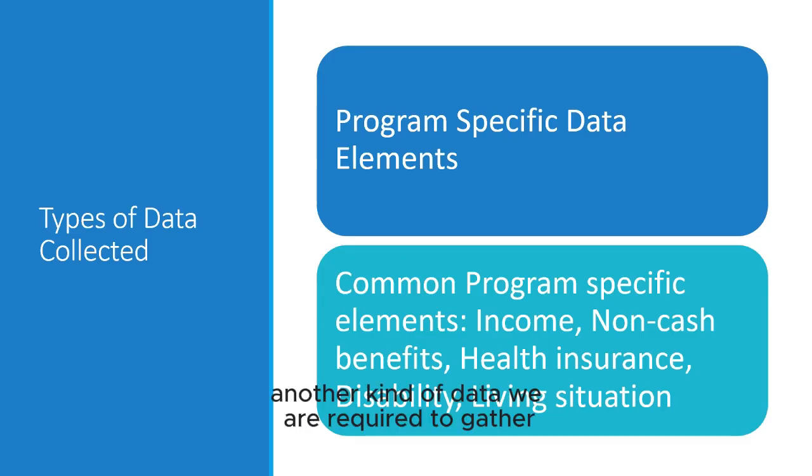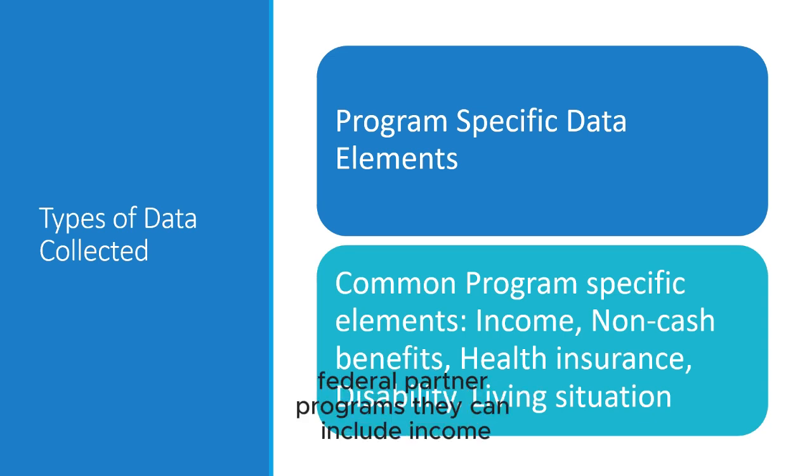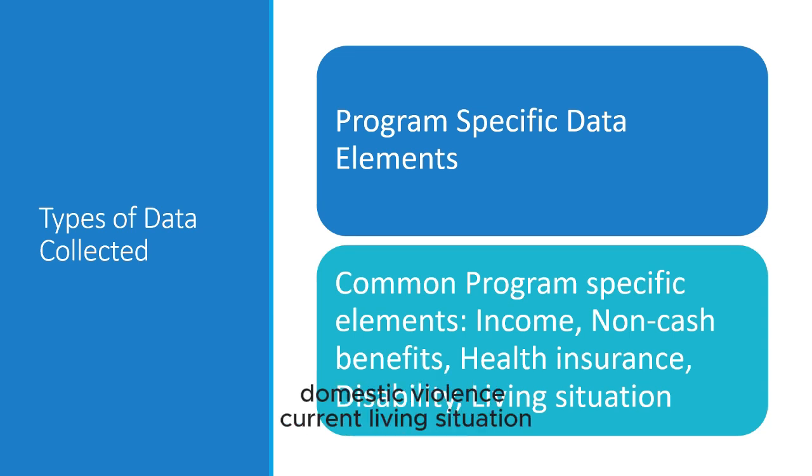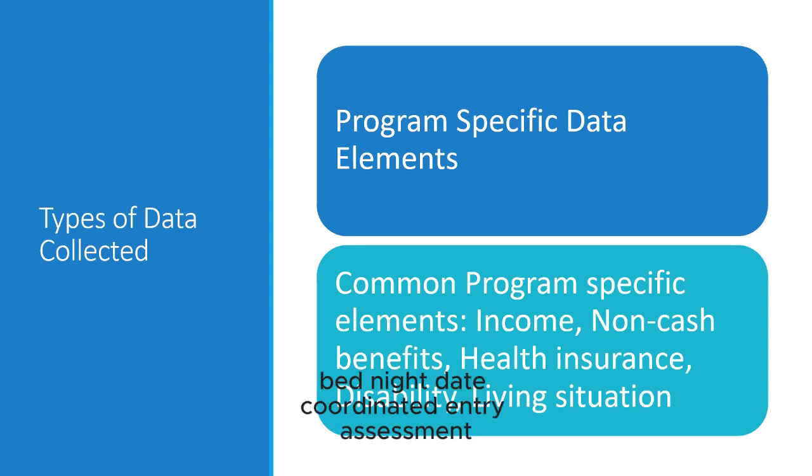Another kind of data we are required to gather are program-specific data elements. These are additional data elements required by at least one of the HMIS federal partner programs. They can include income, non-cash benefits, health insurance, disabilities, domestic violence, current living situation, date of engagement, bed night date, and coordinated entry assessment.